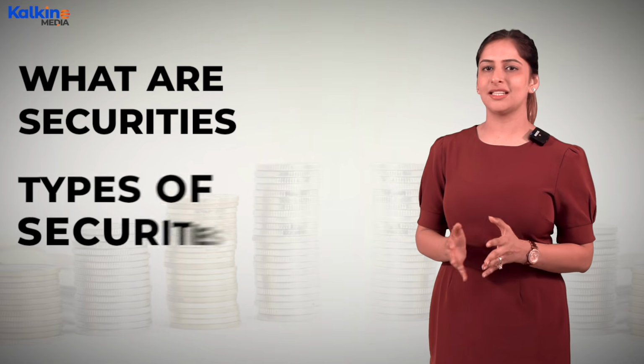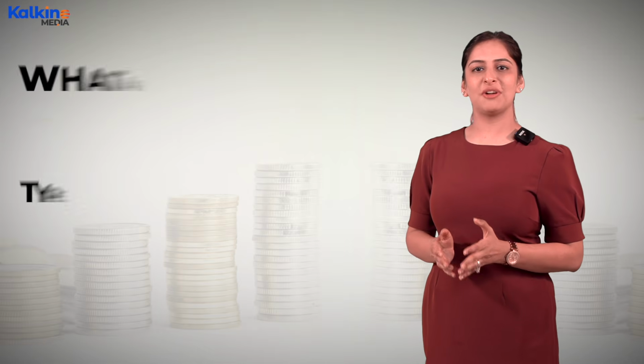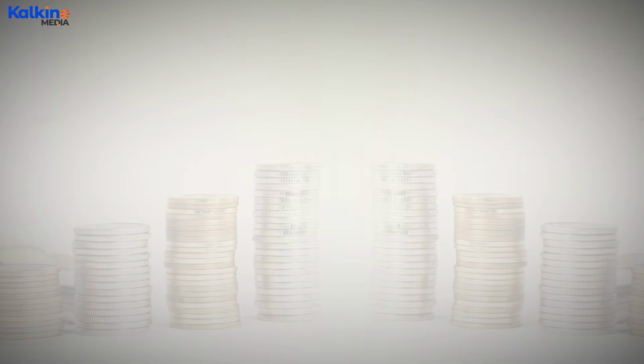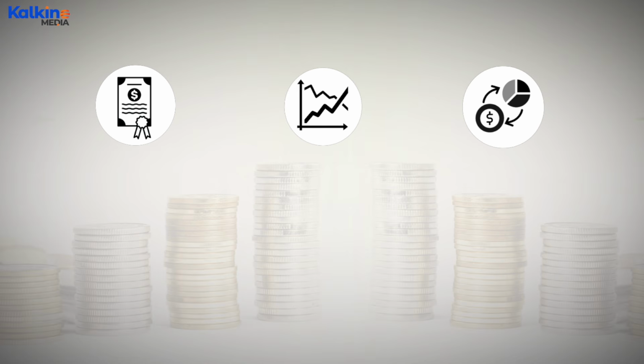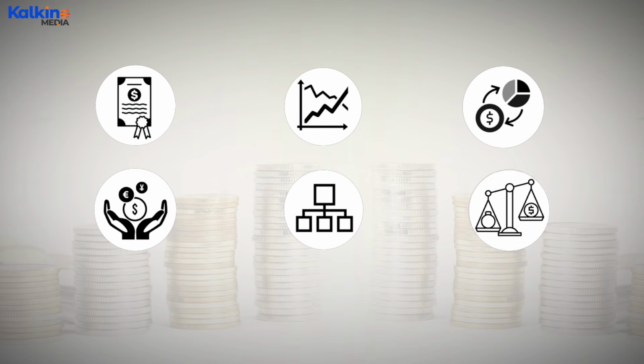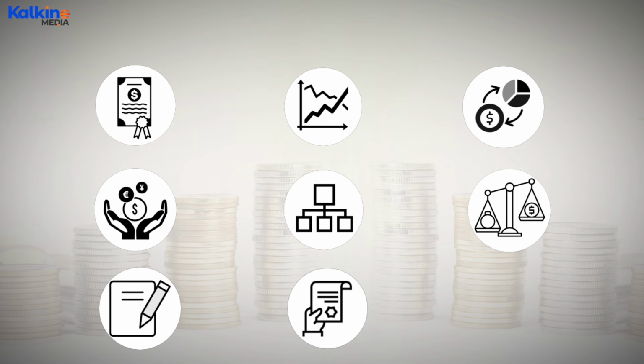In today's episode, let's talk about what are securities and its types. A negotiable financial instrument holding some kind of monetary value, which can be issued by the government or a company, is termed as a security. Having said that, securities can be bonds, stocks, interest-bearing treasury bills, mutual funds, derivatives, debentures, notes, and warrants. It's a tradable financial instrument.